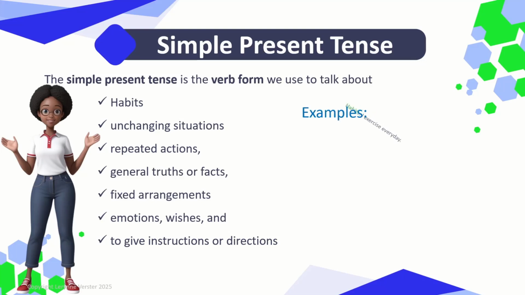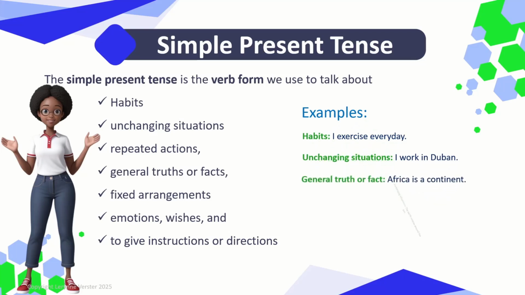Let's look at some example sentences. Habits. I exercise every day. Unchanging situations. I work in Durban. General truth or fact. Africa is a continent.